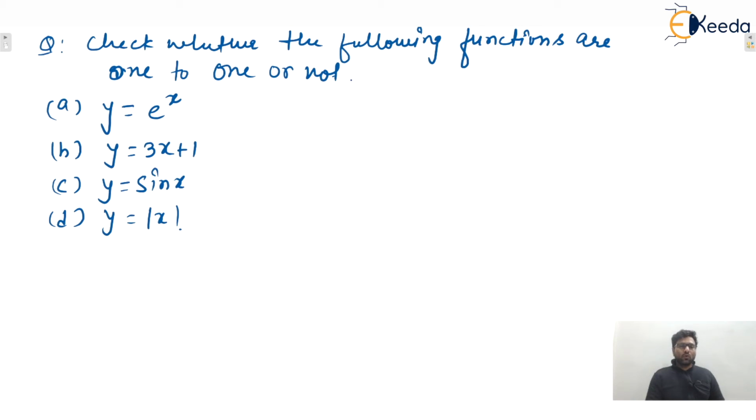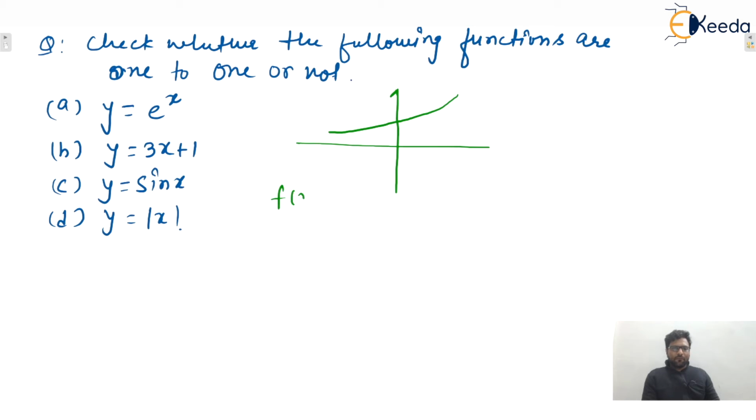If you know the graphs of these functions, or you can draw the graph of any function, then it will be very easy, isn't it? So it will depend on you only. Let's say y equals e raised to power x. Now you tell me what is the graph of y equals e raised to power x. That will be the graph, isn't it?